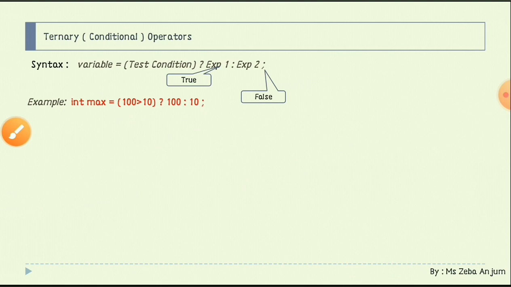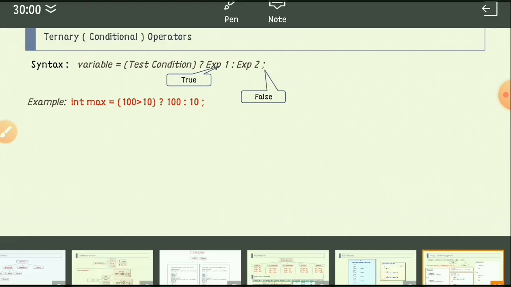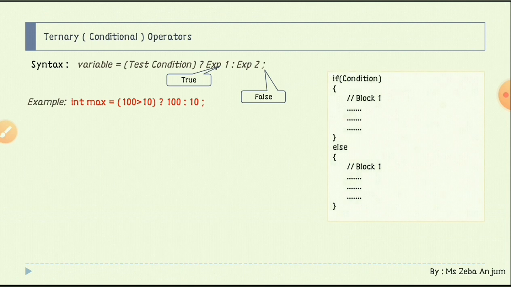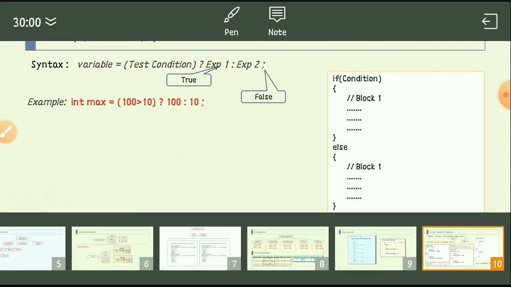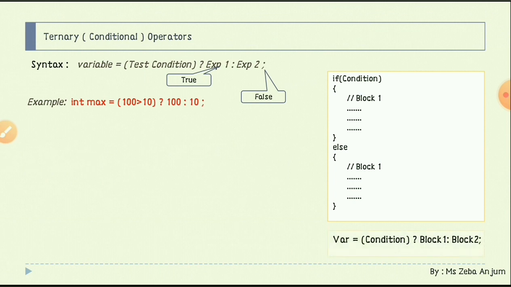Now the most popular question that comes in this topic is to convert a ternary operator into if else, or convert an if else condition into a ternary operator. You might get this question in your examination or test paper, so please practice the same. See, one example: if condition, block 1, block 2. If you write the appropriate ternary operator for the same, you might get something like this.